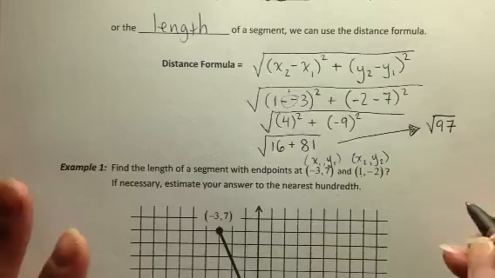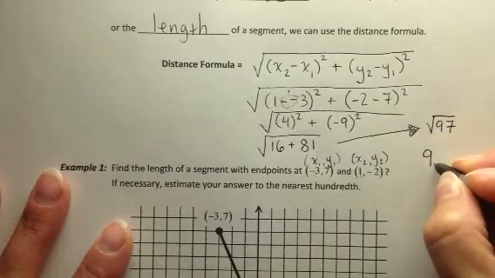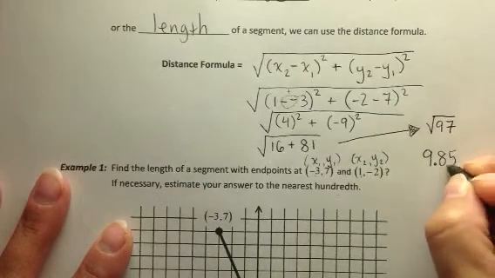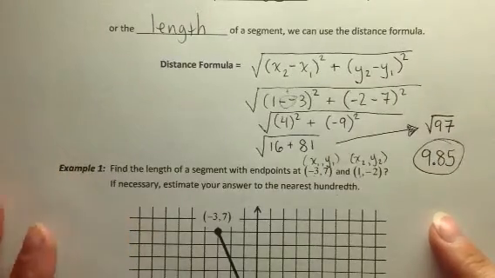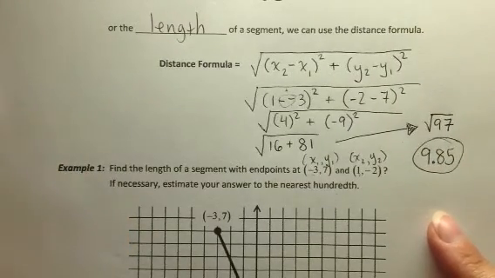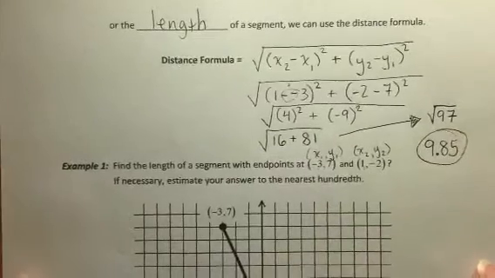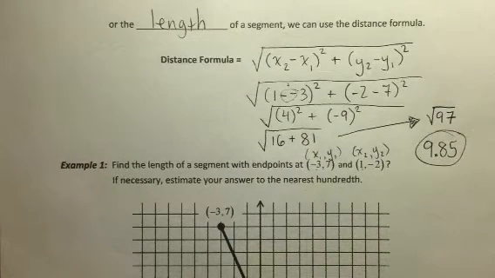So my distance is 9.85. That's the distance between the two endpoints. That's the length of my segment. Okay, so now I'm going to show you a second method to do this.